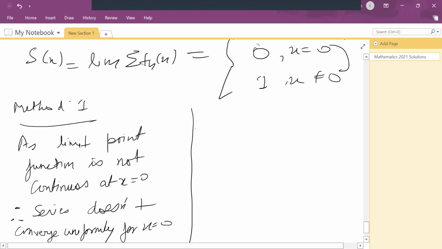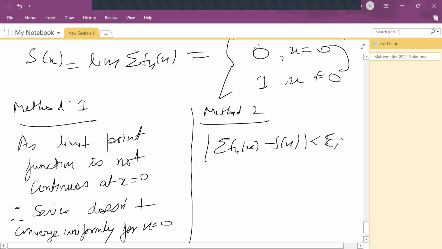Okay. Now, what is the traditional method? That is your method 2. So you will write |Σfn(x) - S(x)| should be less than epsilon for some n greater than or equal to m; we have to find such n and m. So here, what was Σfn(x)? 1 minus 1 upon (1 plus x to the power 4) to the power n minus 1, and S(x) was 1, right? Should be less than epsilon.